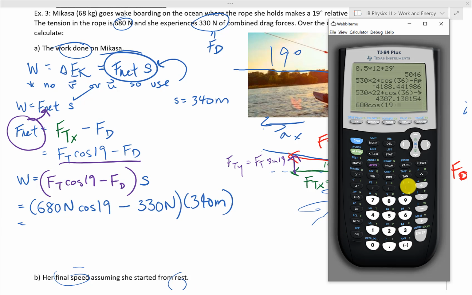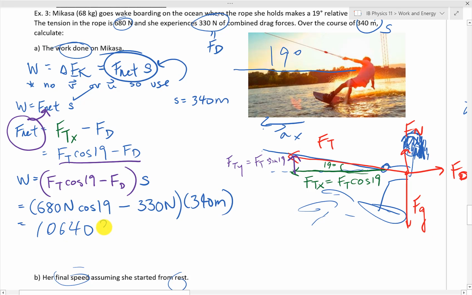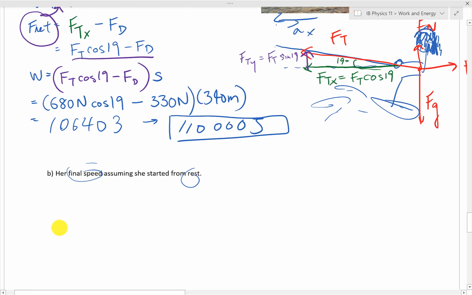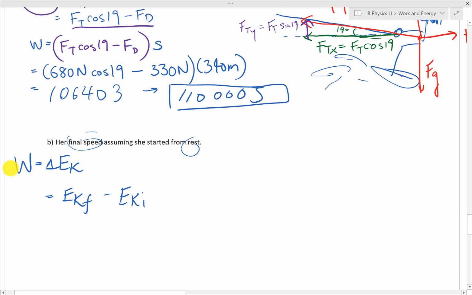So using the cosine 19 only for the tension force, not on the drag force, because that's already parallel with the horizontal. Putting all our values into our equation, this is what we get, rounding to 2 sig figs, that's 110,000 joules.